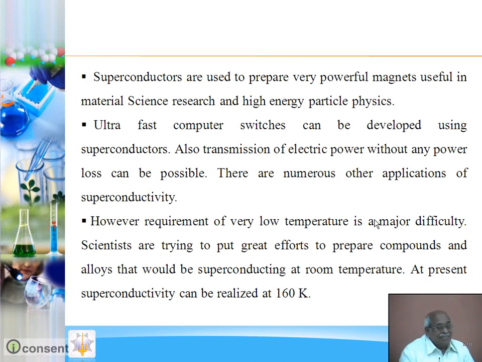Superconductivity has many applications, very useful applications. For power transmission, from generating station to city, we use superconductor. There will be no loss of energy, no loss of electric power. Very useful. I have given here many applications. You can see easily. Very fast computer switches can be obtained with the help of superconductors. Very powerful magnets used for material science can be obtained using superconductor.